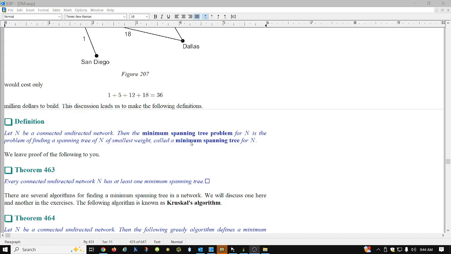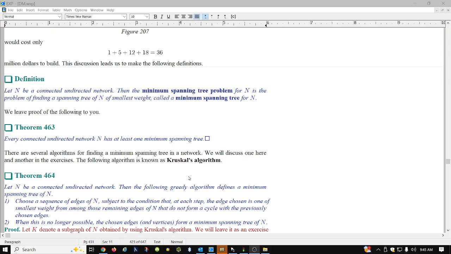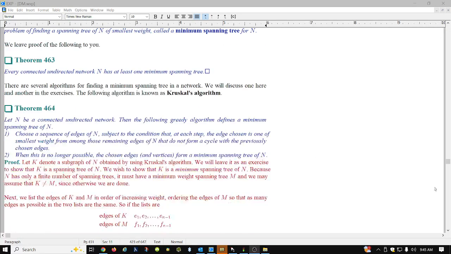There are several algorithms for actually finding a minimum spanning tree, and I'm going to discuss one now, one of the most famous. It's called Kruskal's algorithm. So let N be a connected, undirected network. Then the following greedy algorithm, and I'll explain that term in more detail a bit later if I haven't done so already, defines a minimum spanning tree of N.